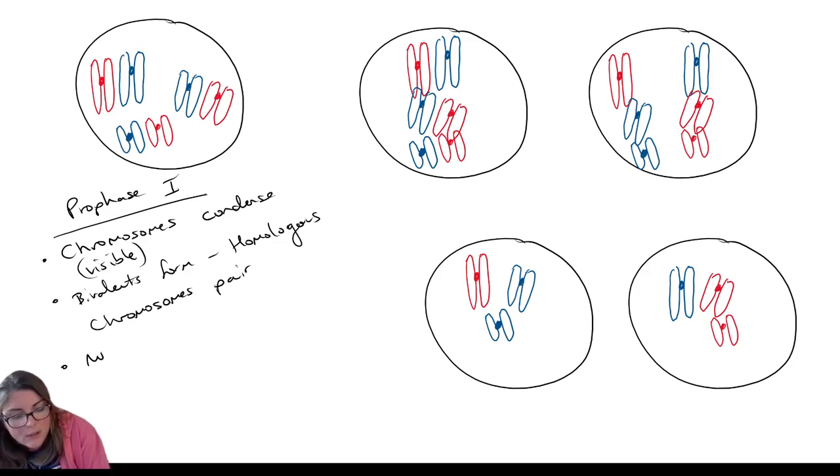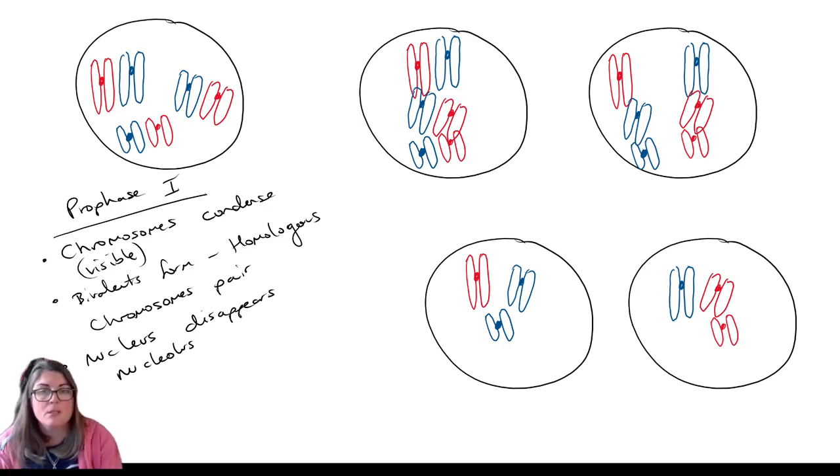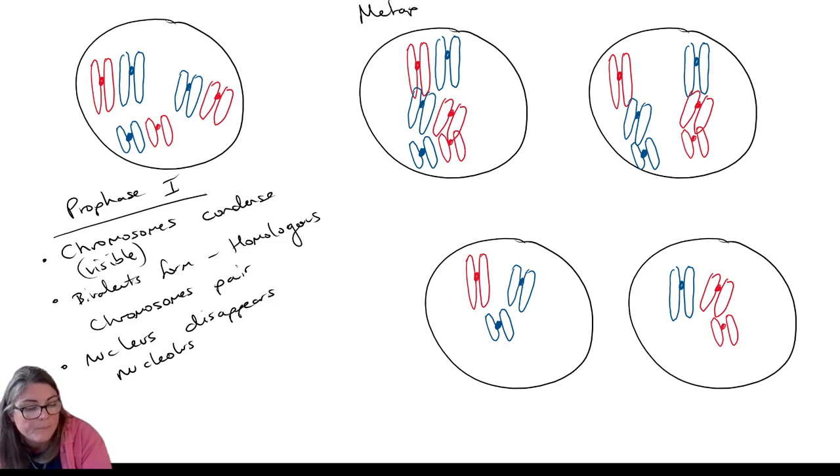And then what else have we got? The nucleus disappears, and the nucleolus also disappears. So in prophase 1, our chromosomes are condensing, our bivalents have formed, homologous chromosomes have paired together, our nucleus has disappeared and our nucleolus has disappeared. Well, what happens now is we've got to go to metaphase 1.